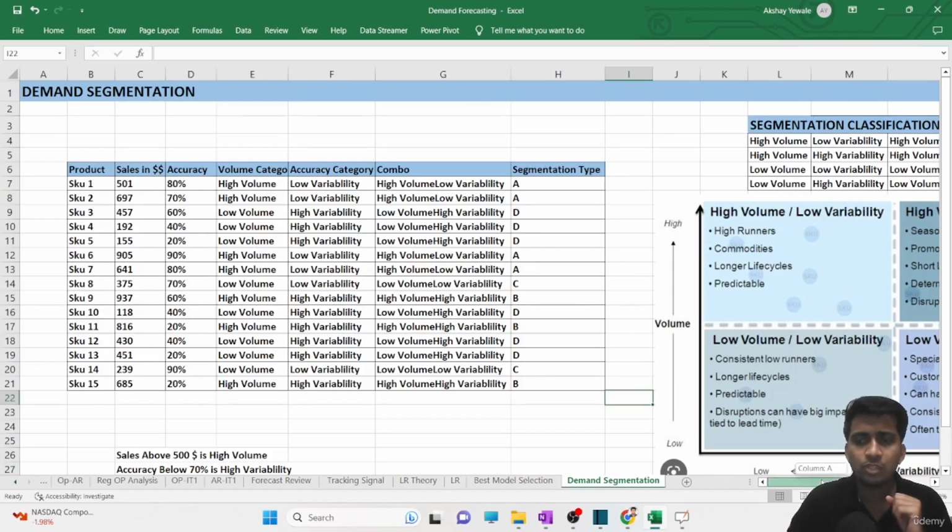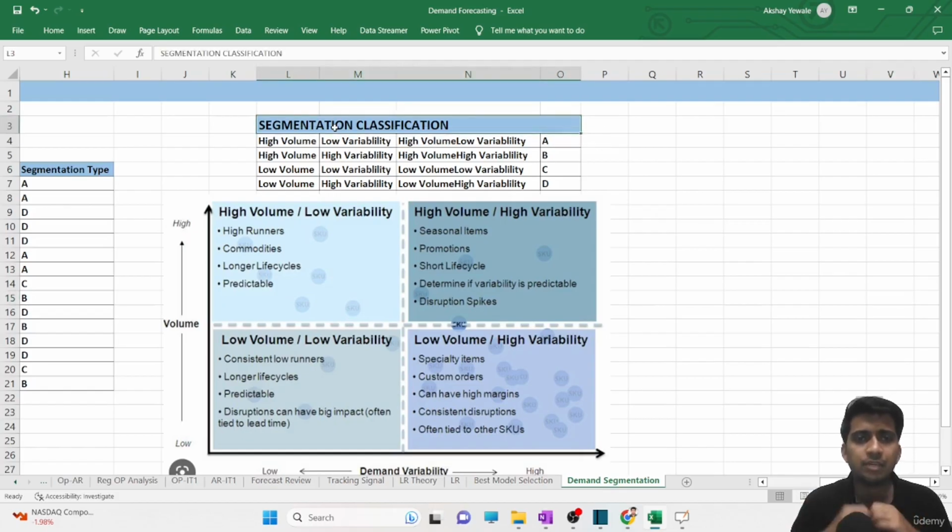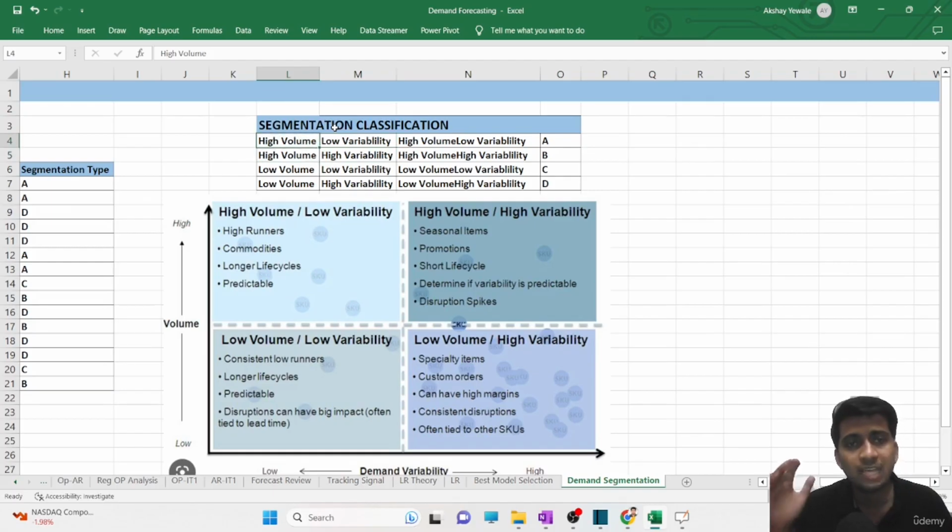So let me first show you the classification. On the top you see the classification. Any product which is high volume and has low variability. Variability you can consider as the opposite of how accurate the product is. If a product is highly accurate, it has low variability, right? If it's highly variable, then its accuracy is low. So here you see the classification. Any product which has a high volume and low variability is classified as A. A product which has high volume, high variability is classified as B. Low volume, low variability, it is C. Low volume, high variability, it's D.